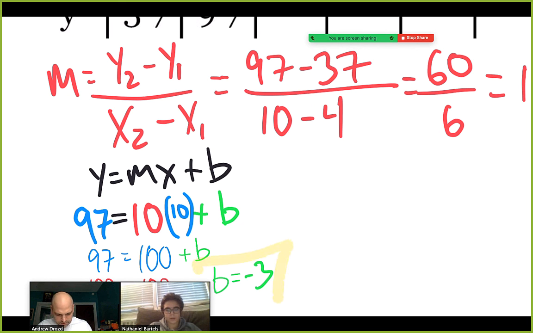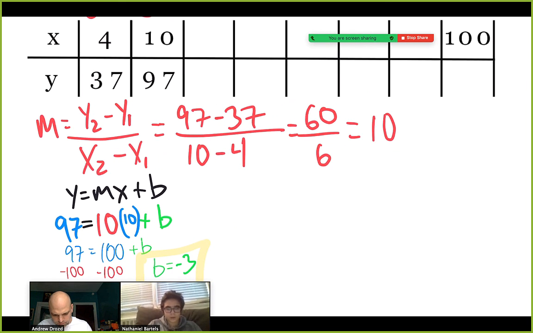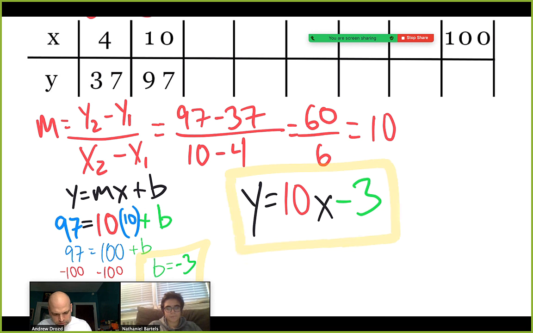And now we can write this equation. And what is the equation? y equals 10x plus negative 3. Well done. All right, so we've got our equation. And now this is going to be the last thing that we do. We're going to need to figure out what the value of y is when x is 100.